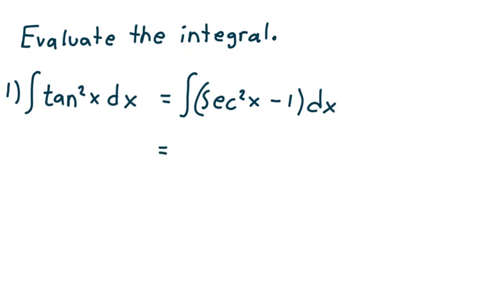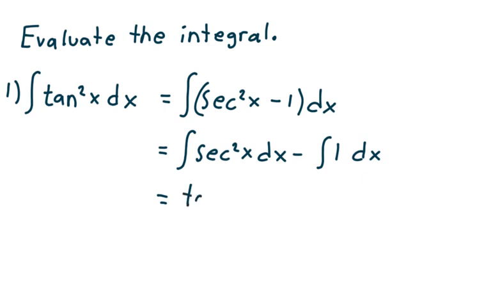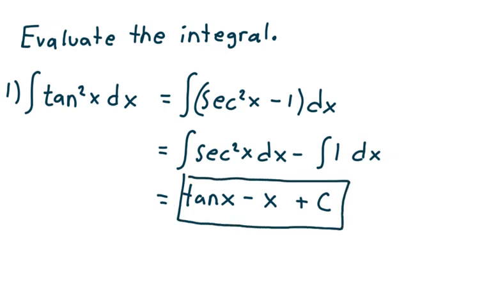Now, this is the integral of secant squared x dx minus the integral of essentially 1 dx. Now, can we think of a function whose derivative is secant squared x? Well, that happens to be tangent x. And then the integral of 1 dx is x, and then we just add c. So the answer is tangent x minus x plus c.